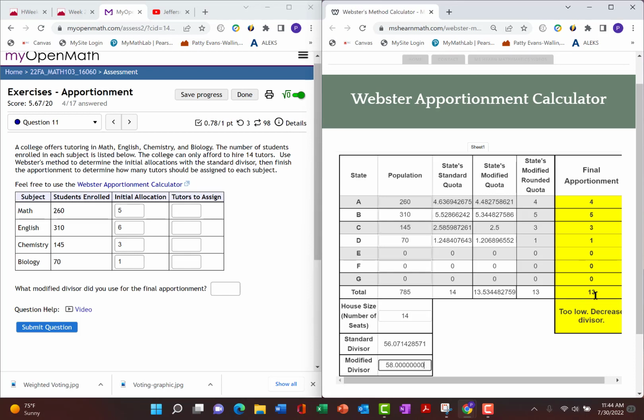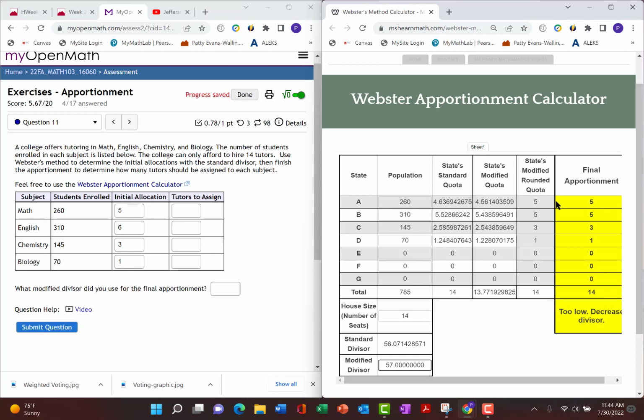And now we only have 13 representatives, so it is correct in telling us that it's too low. We need to decrease the divisor. So let's try 57. And notice, it's still telling us it's too low, but when I actually look at the number 14, it matches what we need. So we ignore the too low because the just right is not working on this calculator, and we are done.